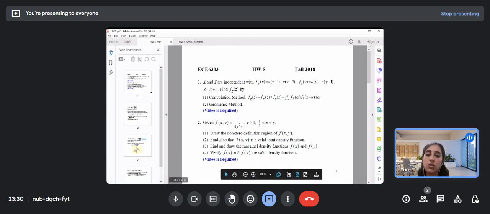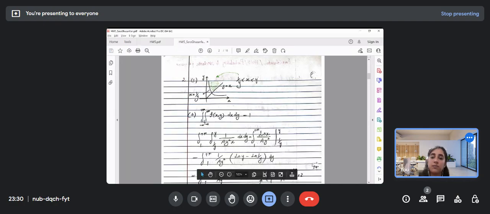Okay, let's go to part 2 of this question. Find A so that the joint distribution is a valid density function. So we know that a valid density function has this criterion: if we calculate the integral of the probability density function over x and y, then this area should be equal to 1.